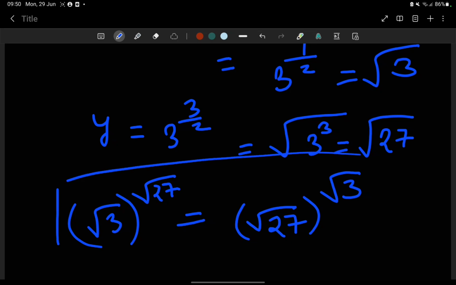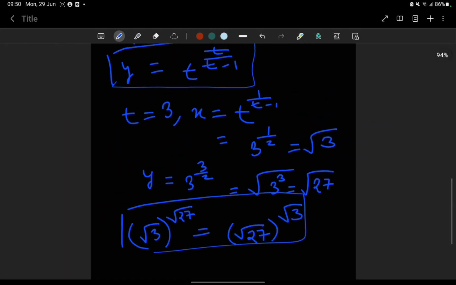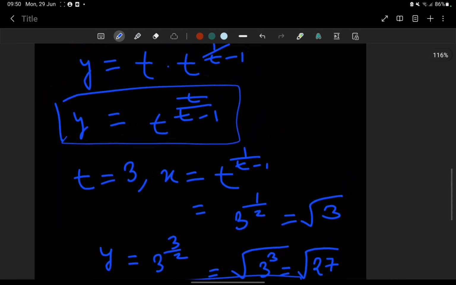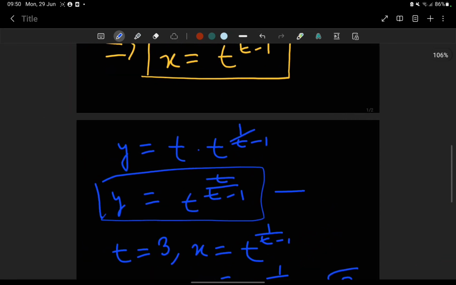I think that's a very nice solution, and then you can generate an infinite number of points using these two general solutions. Thank you.